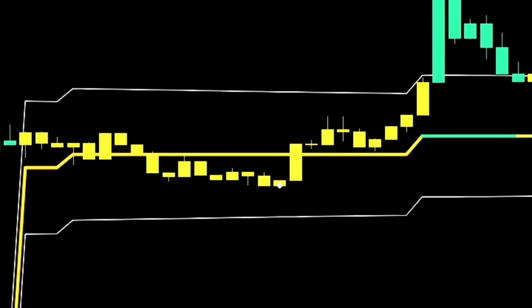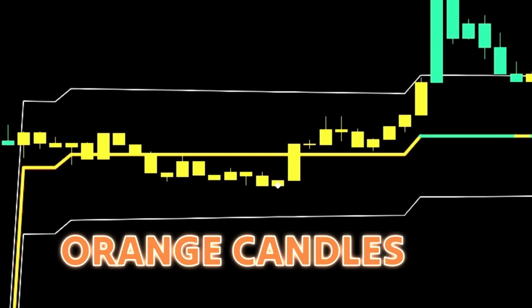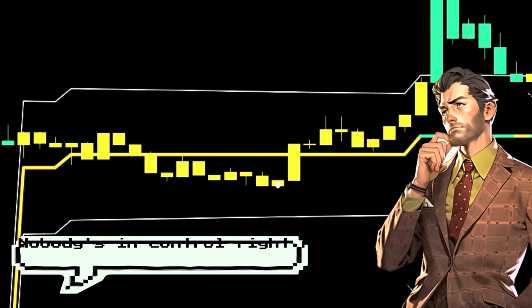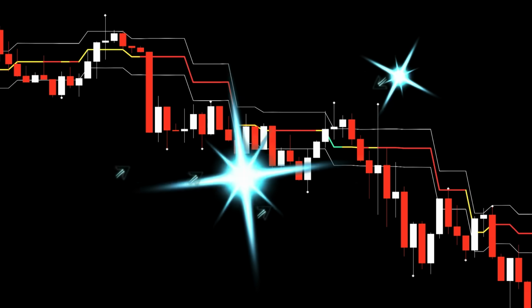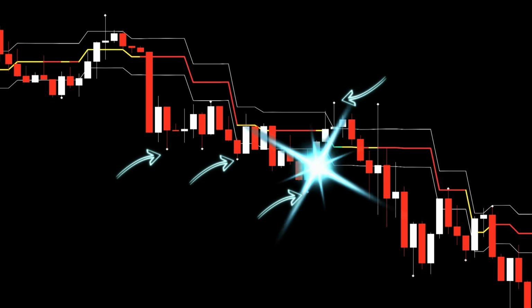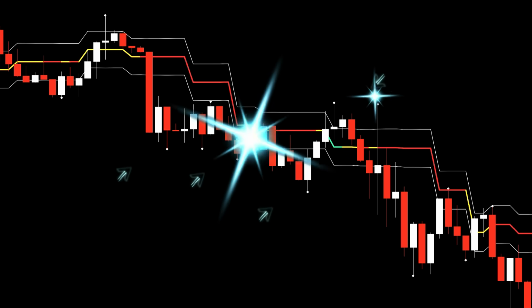And this is the important one. When the candles are orange, it's basically the indicator telling you, hey, nobody is in control right now. That's my cue to just sit back and wait. You'll also see these little diamonds. They're just to mark that exact pivot that made the center line move.